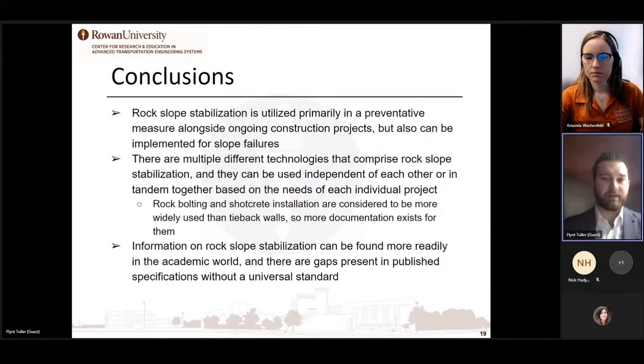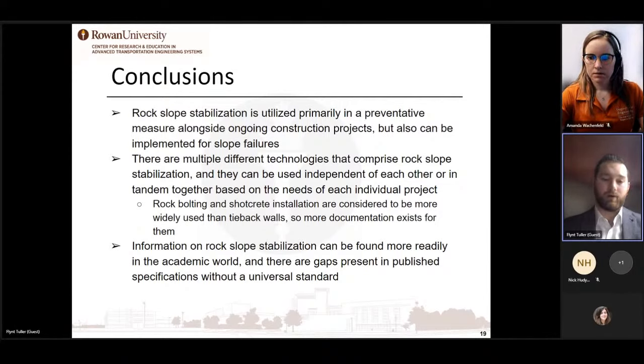It is also implemented for unexpected slope failures or after the fact, though it was noted that stabilization works best when it's preventative, simply because for rock masses, once they start to relax, their shear strength starts decreasing. There's no way to get that back. So when it's used preventatively, it has much higher effectiveness.